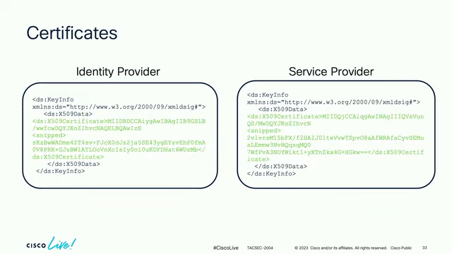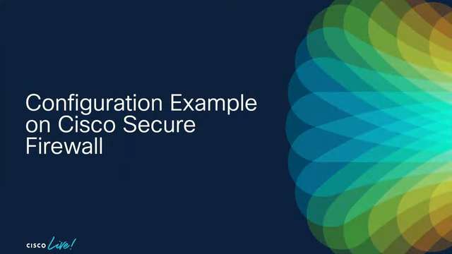Since we are exchanging this information between three main agents, this communication needs to be secure. Therefore, that is why certificates are needed in order to encrypt and sign this information. The identity provider will have its certificate, and as well the service provider will have its own certificate to exchange this data securely. Okay, so we're going to see really quick the configuration example on Cisco Secure Firewall.